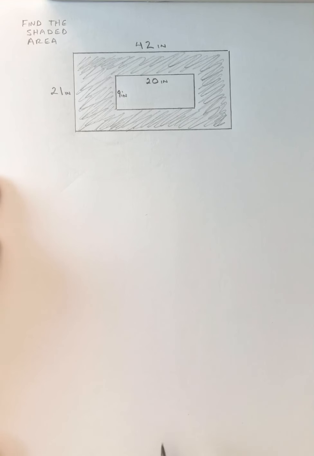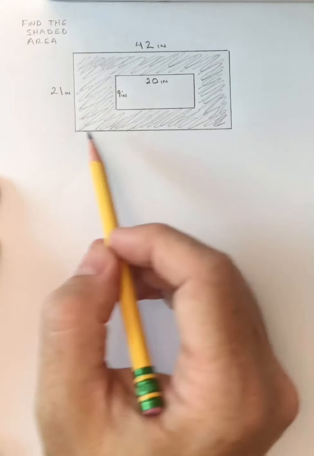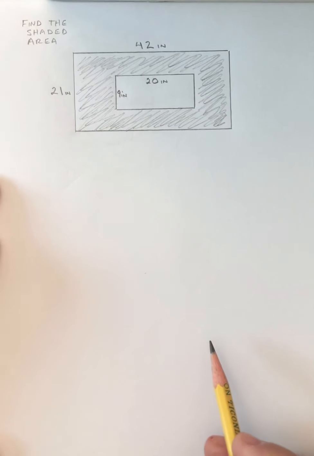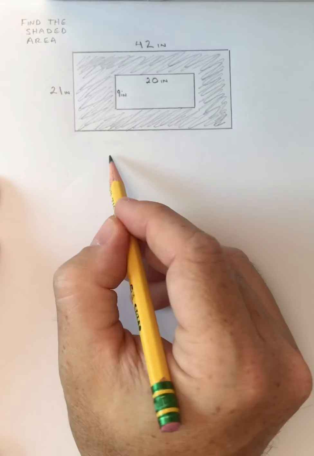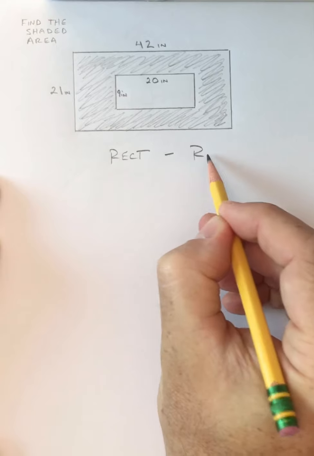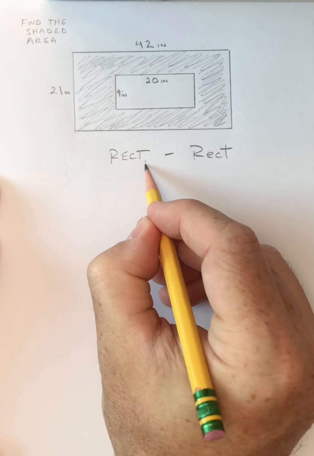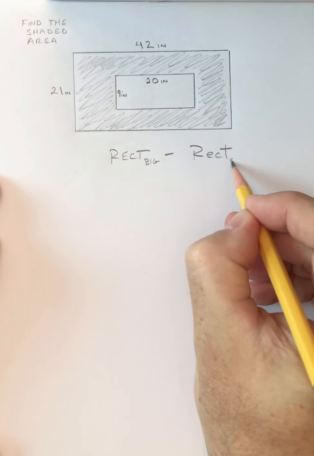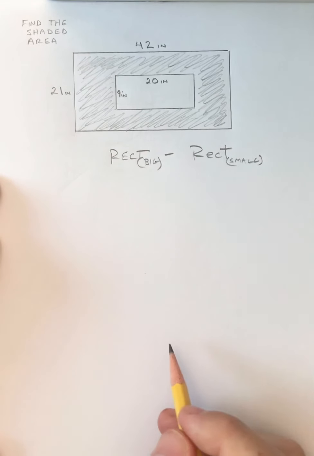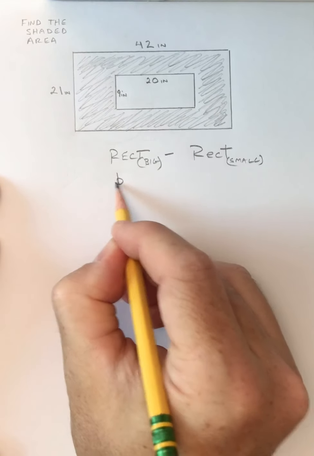In this case our two rectangles are 42 by 21 and 9 by 20. If we thought of just the shaded area, you could describe it as the area of a rectangle minus the area of another rectangle. And if you want to label those with big and small, that's great.